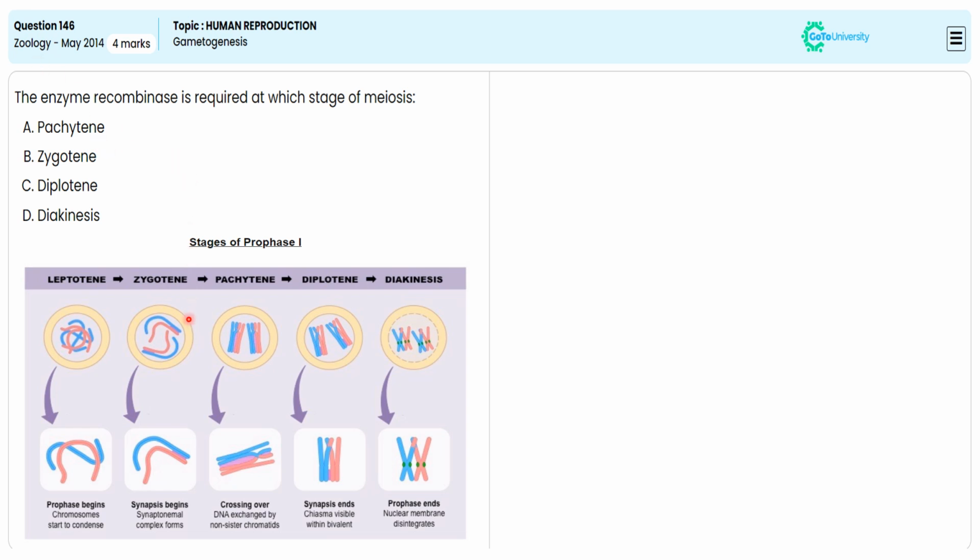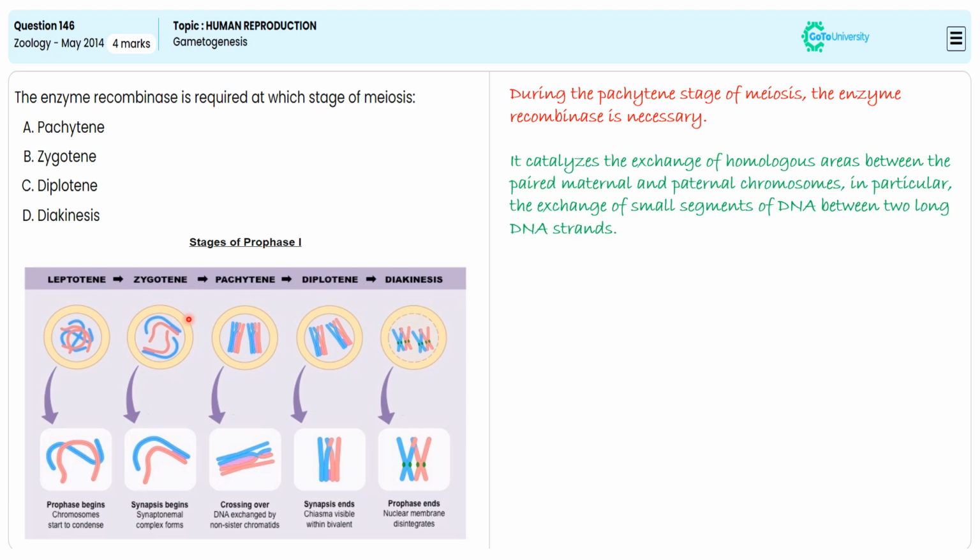What are the points we told with this pictorial representation? We are giving a recap to take the NEET notes for future reference. During the pachytene stage of meiosis, the enzyme recombinase is necessary. It catalyzes the exchange of homologous areas between the paired maternal and paternal chromosomes. In particular, the exchange of a small segment of DNA between two long DNA strands. With this specification, we are choosing option A as the correct answer to secure 4 marks.